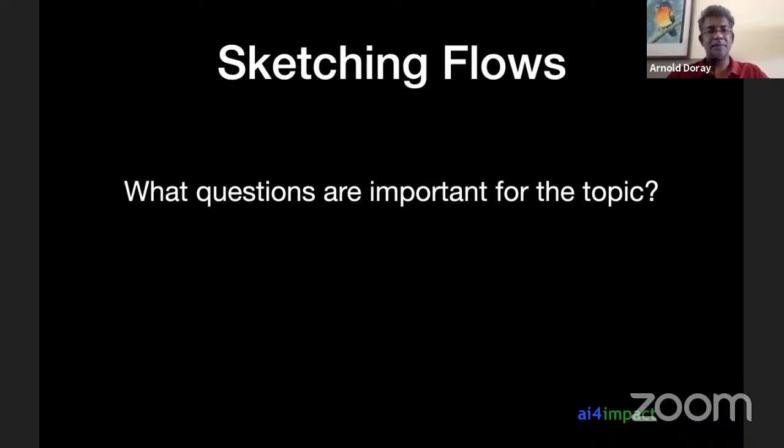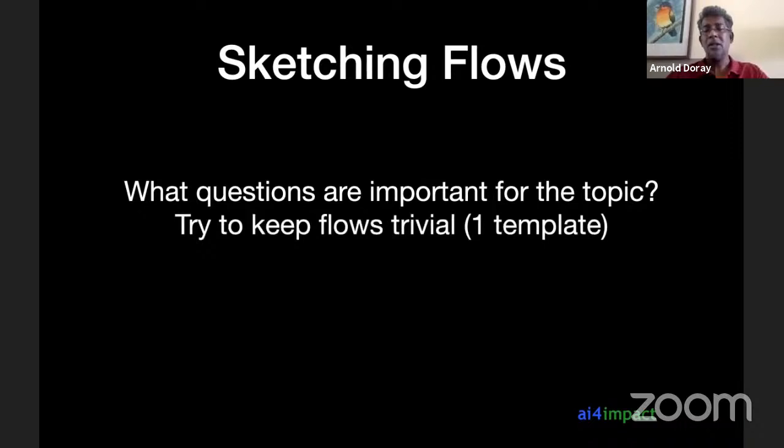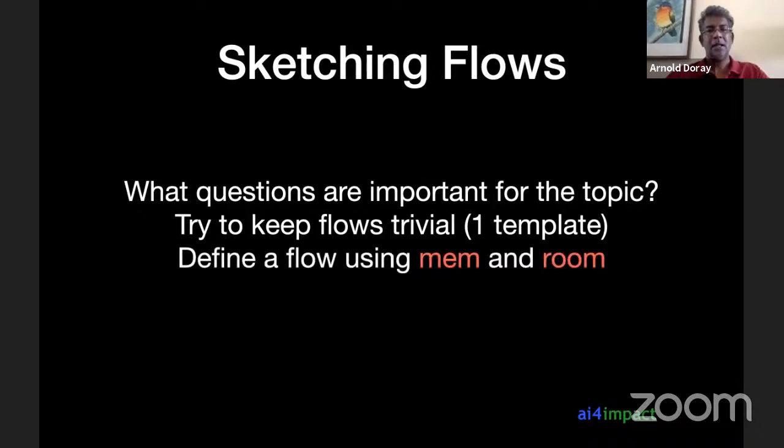Suitably named, obviously, right? So try to keep the flows trivial. It means just one template. Usually that's not possible for any kind of meaningful interaction, but if you can, you can try that. And you can always define a flow using a mem in a room or just a room alone, right? So it really depends on how strongly coupled they are, or if you need a sequence and so on for these flows for a set of related topics.